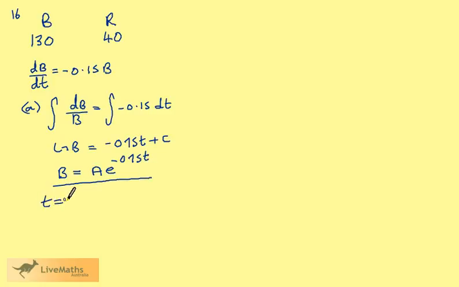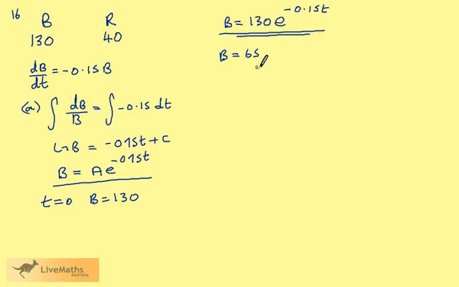We know that when t is equal to 0, B is equal to 130. We were given that at the beginning. So that means that B is 130 e to the negative 0.15 t. We want when B is equal to 65. 65 is equal to 130 e to the negative 0.15 t. Solving that gives us t is 4.62 years.